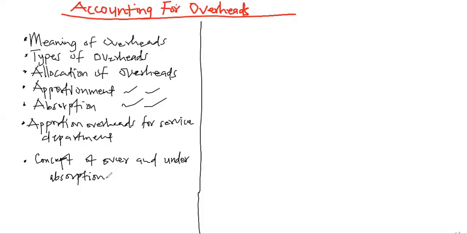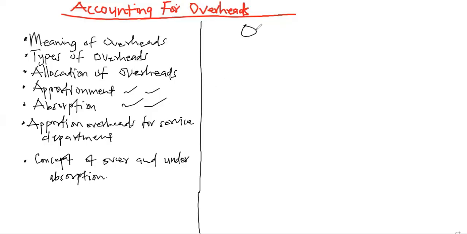When we say overheads, it refers to all costs that cannot be traced directly to a particular product or service. That is overheads. So indirectly, we are trying to say overheads are all indirect costs, because with indirect costs, you can't trace it to a particular good or product.